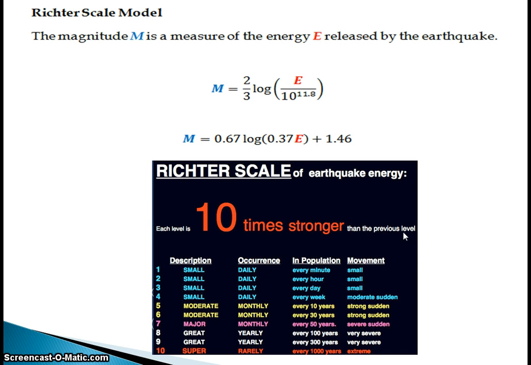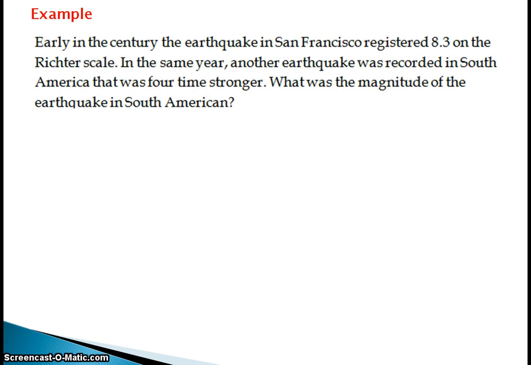Let's take a look at an example, and I think you'll see how much energy is released by an earthquake is enormous. Early in the last century, there was an earthquake in San Francisco, and it measured 8.3 on the Richter scale. That same year, there was another earthquake recorded in South America that was 4 times stronger. What was the magnitude of the earthquake in South America?